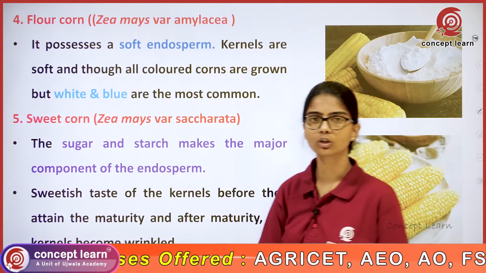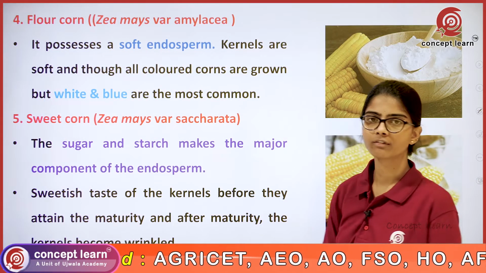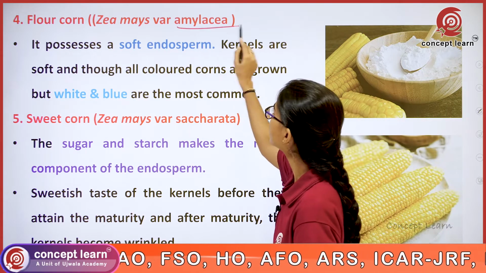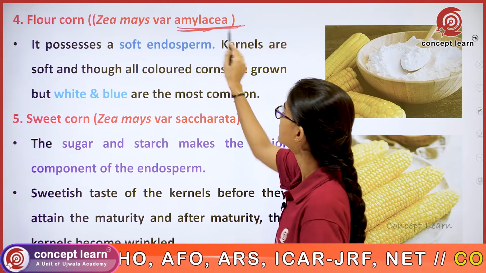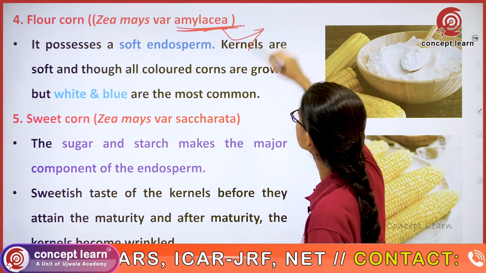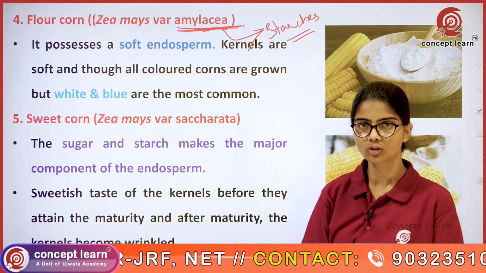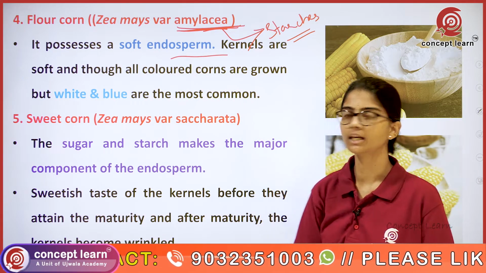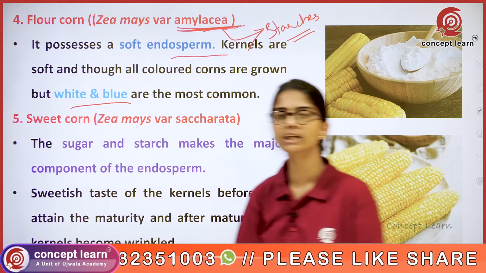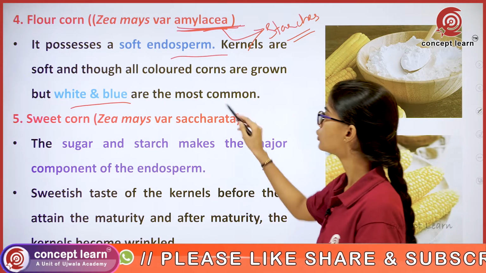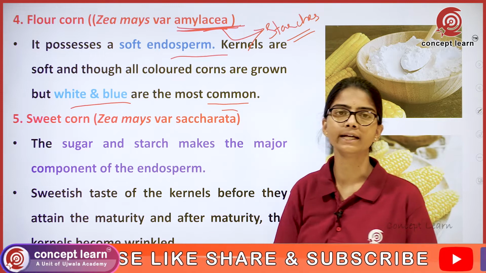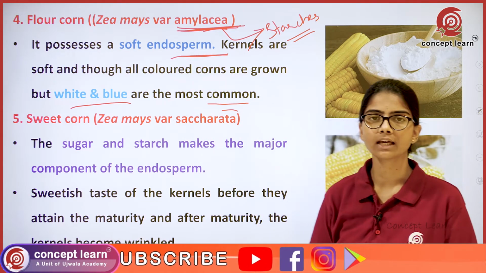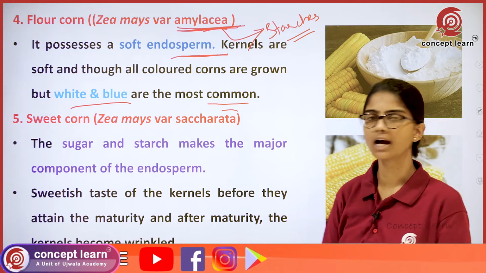And the next one is flour corn. The scientific name of flour corn is Zea mays amylacea. Flour is nothing but different starches. It possesses a soft endosperm and the kernel is soft, and it ranges in color from white to blue. Though there are many colors, the mostly grown varieties are white and blue. The endosperm is very soft, but in the case of popcorn, the endosperm is hard.